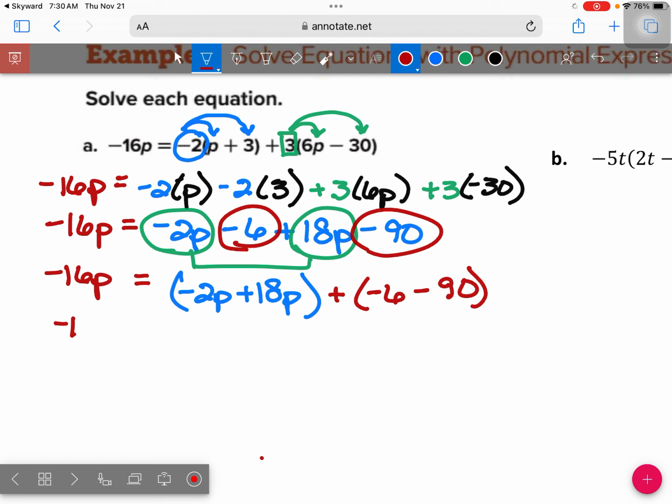Well, if my pen would write. Negative 2p plus 18p. Again, you're only looking at the coefficients. That is 16p. And negative 6 minus 90. What is that going to give me? Minus what? Negative 96.